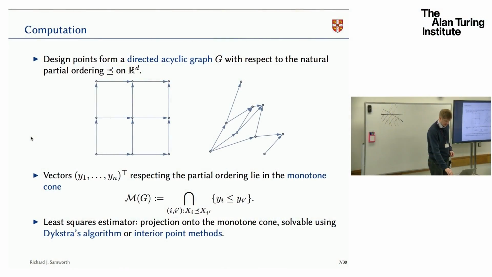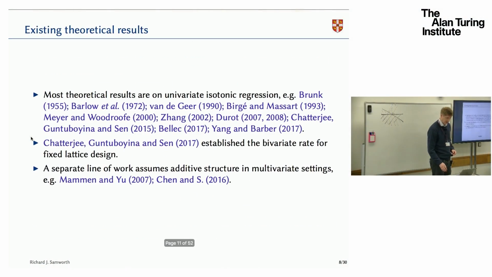Or you can use interior point methods as well. Okay, so there has been a lot of work on the basic isotonic regression problem, but almost all of it has been confined to the univariate design setting. This is a problem that goes back more than 60 years now. Then there have been several results on rates of convergence, and more recently on oracle inequalities. I'll say more about that later on in the talk.